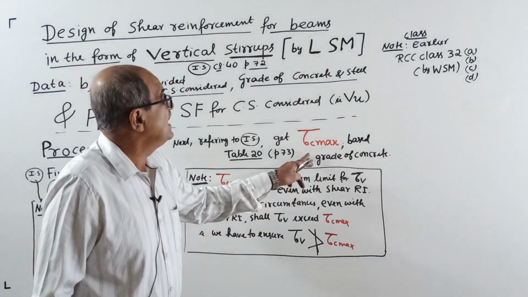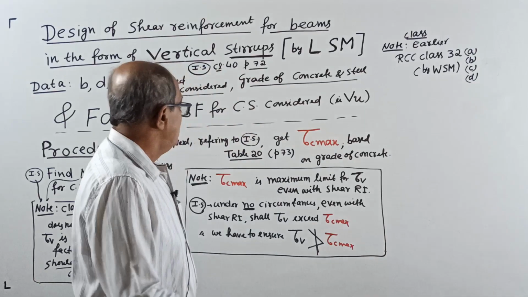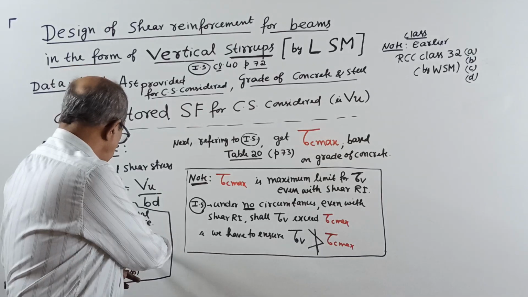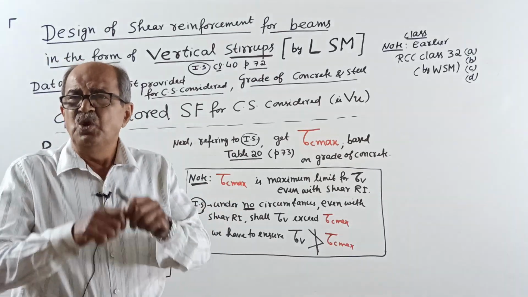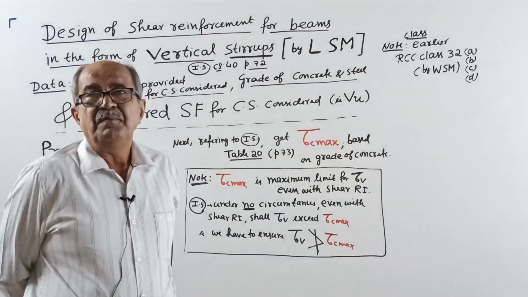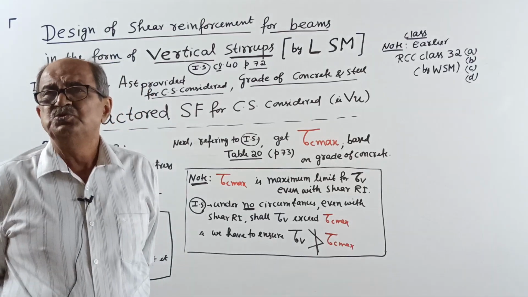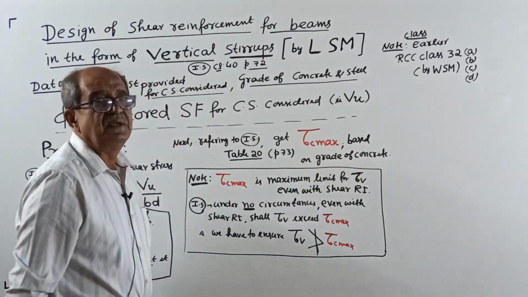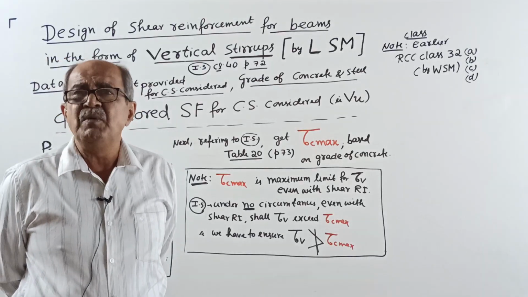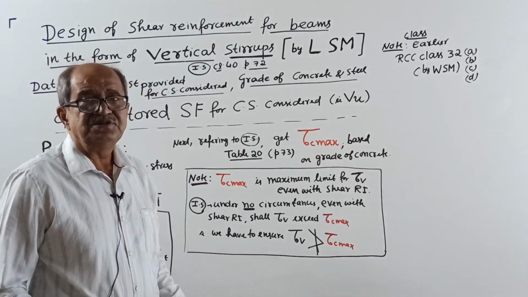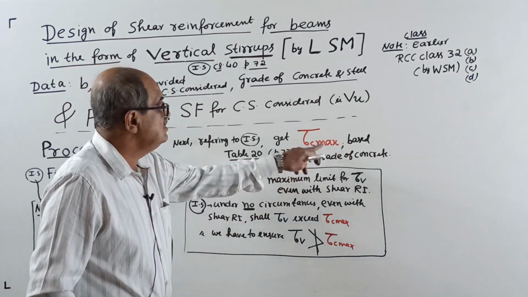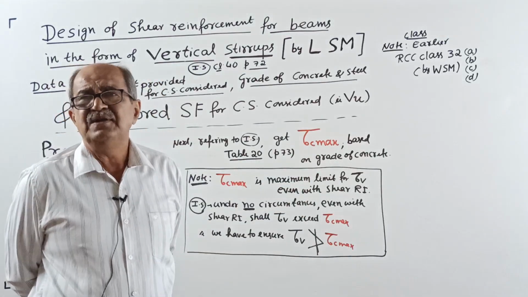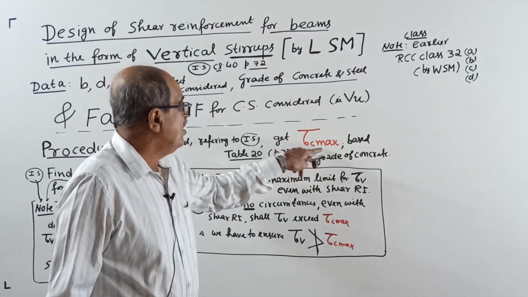Now, this tau C maximum I already told in the working stress method. Tau C max is the maximum limit for tau V. See, the shear stress tau V at any cost should not exceed tau C maximum. Maximum limit for speed means what? You should never drive at a speed more than that limit. Even with shear reinforcement, meaning even after providing shear reinforcement, the IS code does not want the shear stress to exceed tau C maximum. There is a reason for it. There is logic, there is a reason, but all that I will not tell here because I can't discuss all the concepts here.